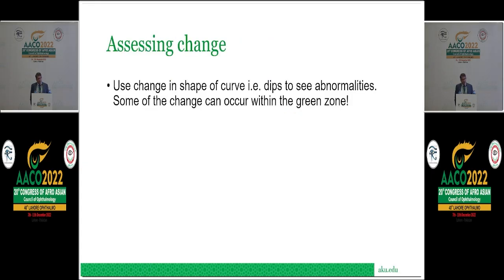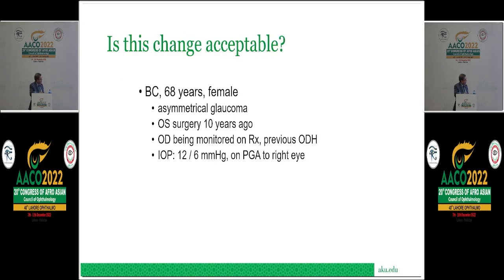One thing is the shape of the curve. So Dr. Schumann is a big believer in looking at the actual plots and not just the standard color-coded maps, okay? So I'll show you an example of a 68-year-old patient who had asymmetric glaucoma, and she had trabeculectomy 10 years ago in the left eye, but in the right eye, she was being monitored, and her pressures were pretty good. The left eye was 6 because of the trabeculectomy, but on the right eye, she had a prostaglandin analog. Pressure was down to 12.